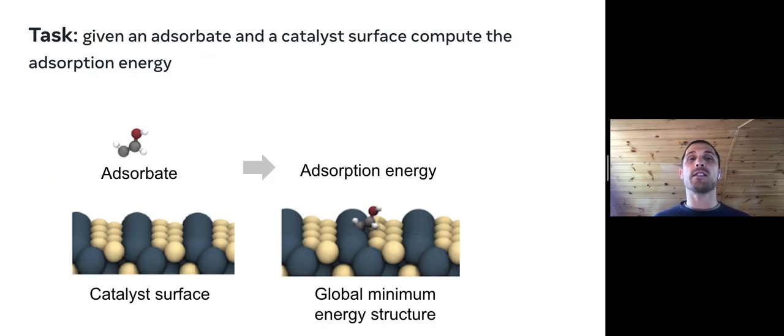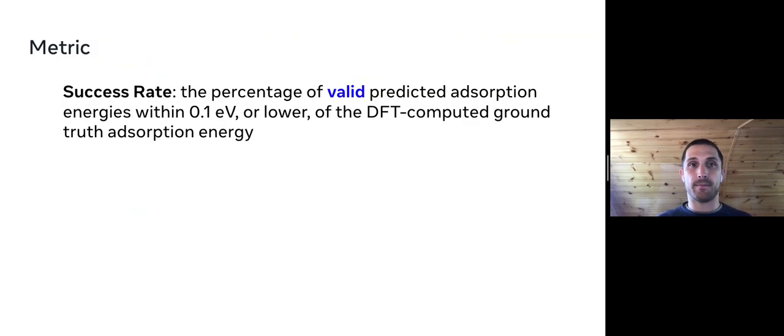So kind of with this goal in mind of accelerating absorption energy calculations, we formulated this year's task. Simply stated, the task is, given an adsorbate and a catalyst surface, compute the absorption energy. The metric we're going to use for evaluation of this year's challenge is success rate, and that's defined as the percentage of valid predicted absorption energies within 0.1 eV or lower of the DFT computed ground truth absorption energy. Now, the 0.1 eV threshold is used because that's roughly considered chemical accuracy.